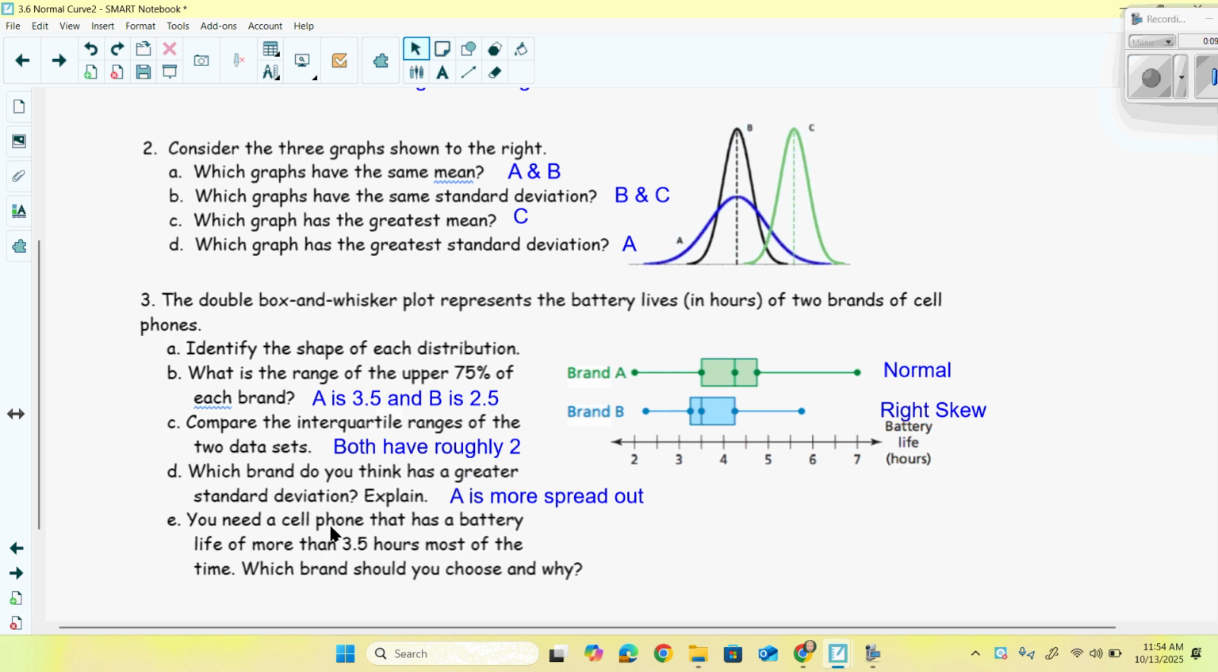And then finally, you need a cell phone that has a battery life of more than 3.5 hours most of the time. Which brand should you choose and why? So we're looking for 3.5 hours. If we look at the percents here, remember this is interquartile, and so each is a quarter here in the box plus the whisker. So that's 75% for A. And then for B, it really starts at the median, so only 50% is above. So we would choose A for battery life that's likely to last longer.